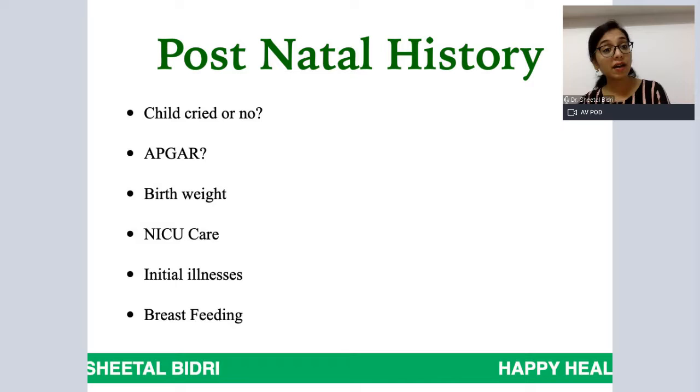And of course, after the delivery is done, we need to know if the child cried or not. Once the child cried, did it have good skin color? That's the Apgar score. Did it have good respiration? Did it cry loudly? All these things become important to know the growth pattern and even the development of the child. And birth weight, obviously, as a pediatrician, is very important, because we compare the current weight with the birth weight.